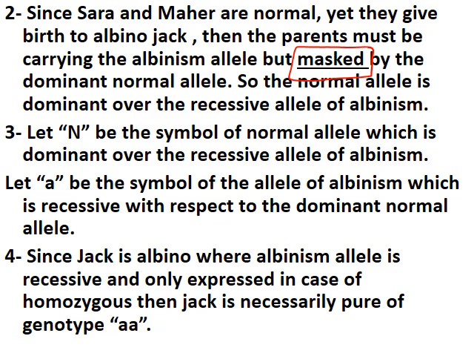Designate by symbols. Let N be the symbol of the normal allele, which is dominant over the recessive allele of albinism. Let a be the symbol of the allele of albinism, which is recessive with respect to the dominant normal allele. Let's give the genotype. Whenever I tell you to give the genotype of something, you have to justify. In the exam I will mainly tell you to identify or specify, so you have to justify. Since Jack is an albino, and the albinism allele is recessive, it is only expressed in the case of homozygosity. So he is homozygous recessive with genotype aa.